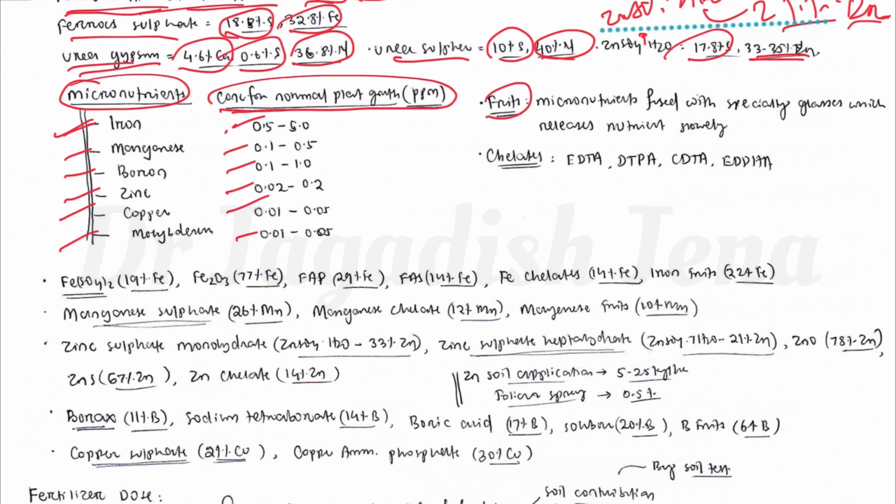Then about frits and chelates. Frits are basically a micronutrient fused with special glasses which release nutrients slowly. If it would release the nutrient quickly, then it would be fixed in the soil and would not be available for plant growth. So frits gradually release the micronutrient. Then chelates make coordinated bonds with different micronutrients, so that their losses can be prevented and they do not get fixed in the soil, and can be easily available for plant growth.